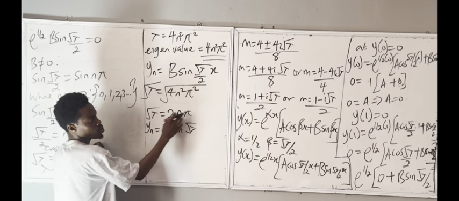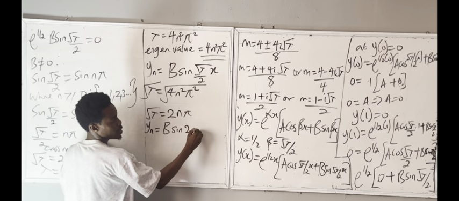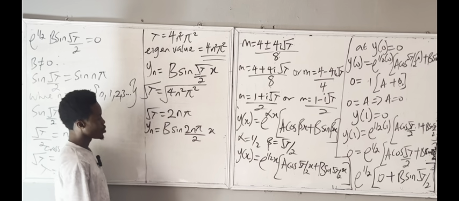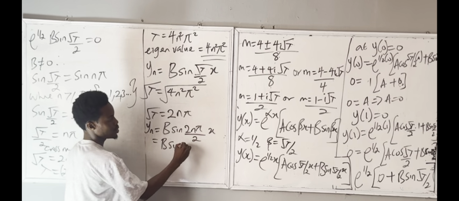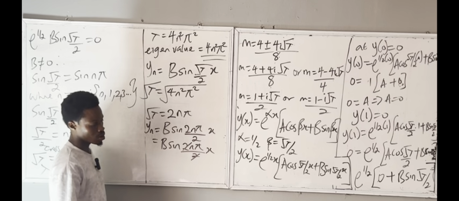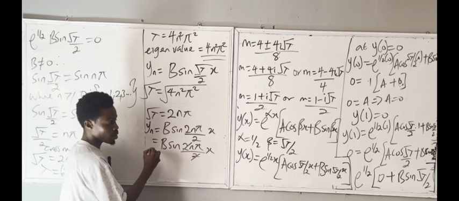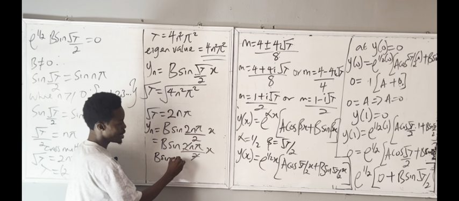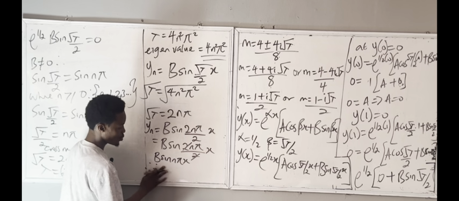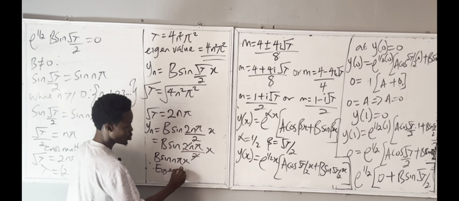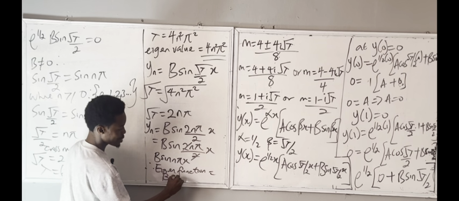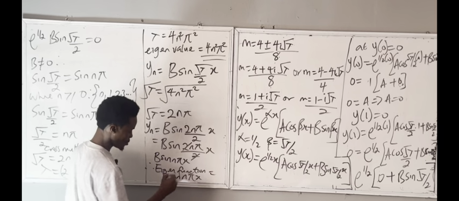Where my root lambda is 2n pi. So I'm going to have 2n pi over 2 then x. So I'm going to have b sine 2n pi all over 2 x. 2 is going to cancel 2. So I will be left with b sine n pi x. So therefore the eigenfunction corresponding to this Sturm-Liouville problem is equal to b sine n pi x.